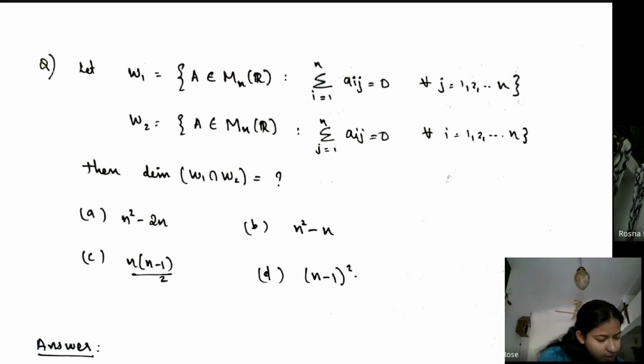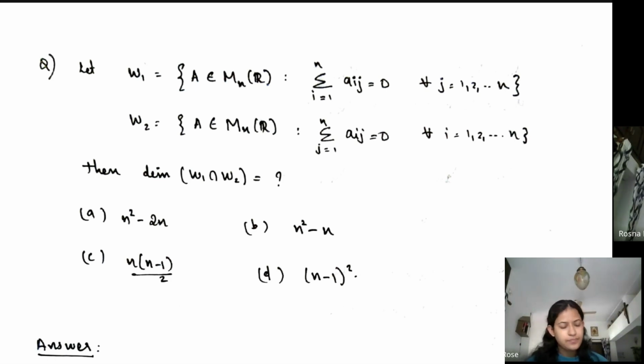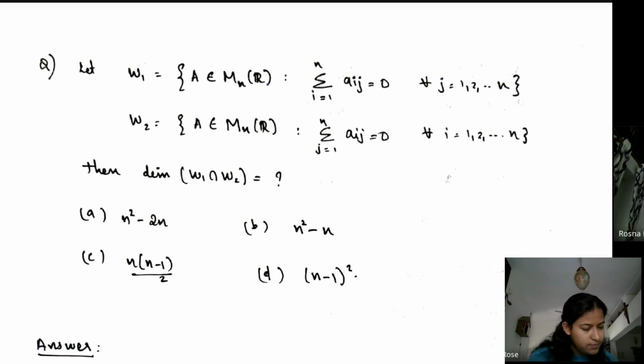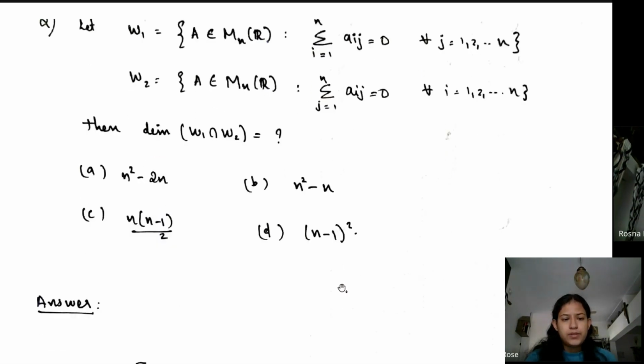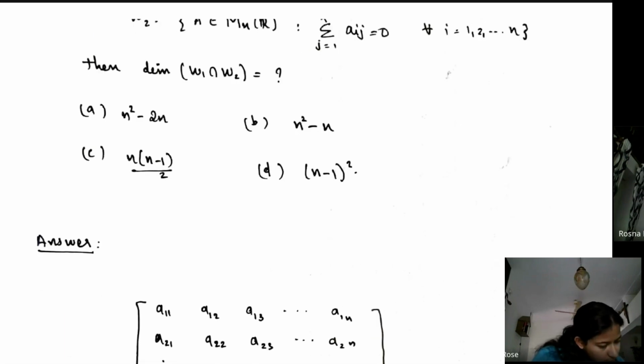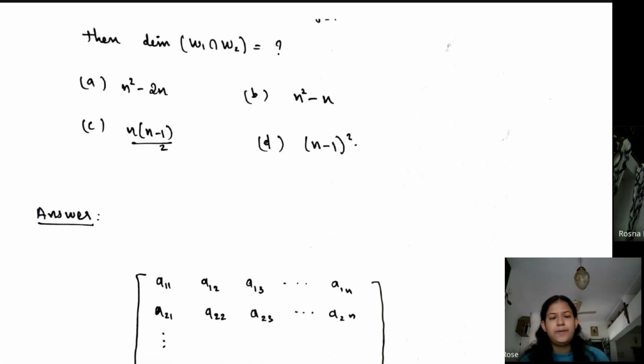Okay, Shika says 3, Shruta says 3. Okay. Aparna says 3. Okay, let's see. So what we have, this is 3, okay.